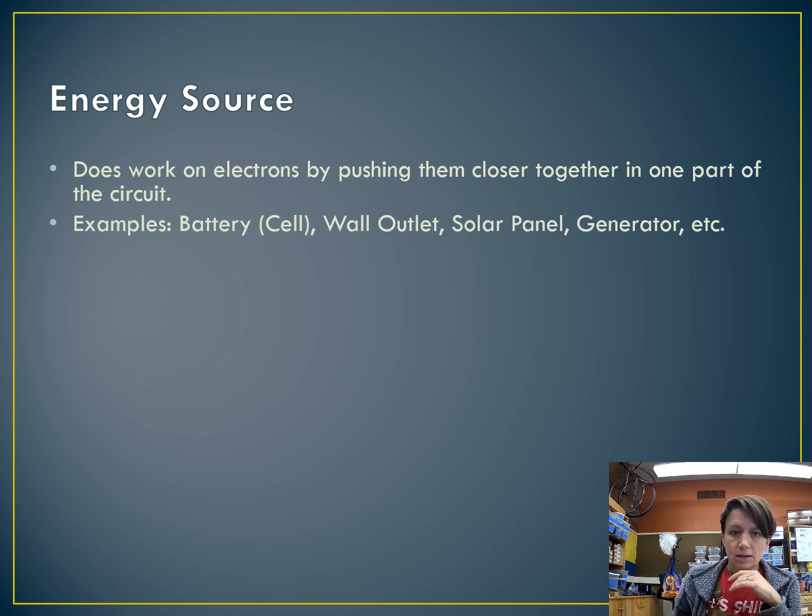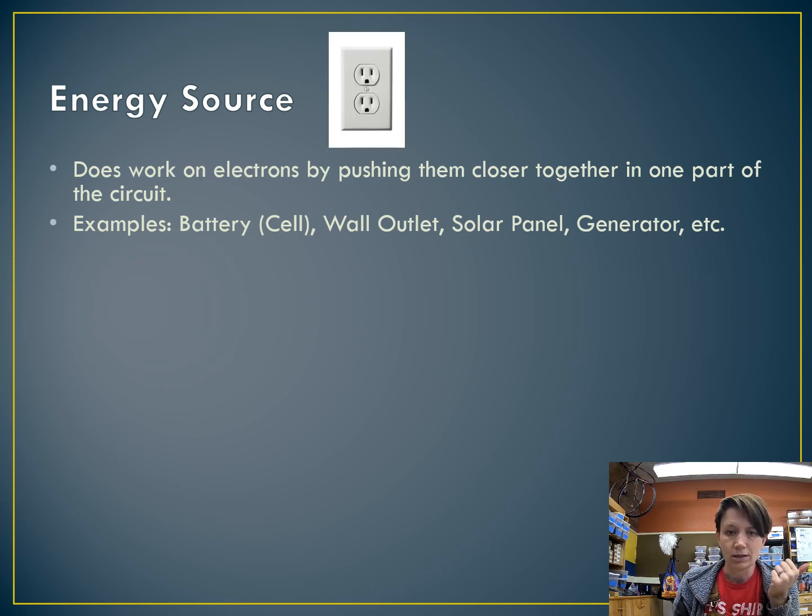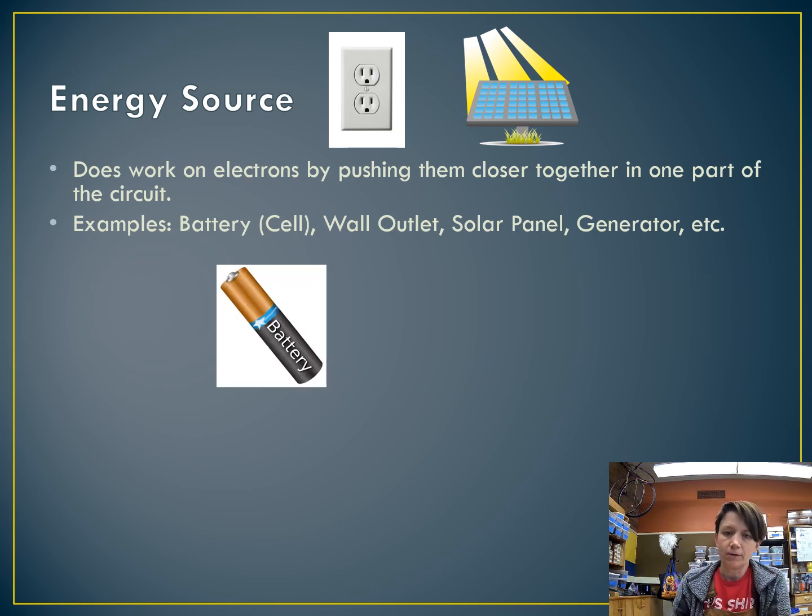because they don't want to be piled up in one part of the circuit. Some examples of energy sources: batteries, sometimes called cells. The wall outlet, of course, is an energy source. A solar panel could be an energy source, or a generator.